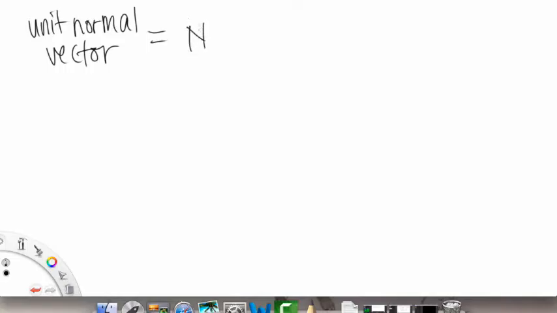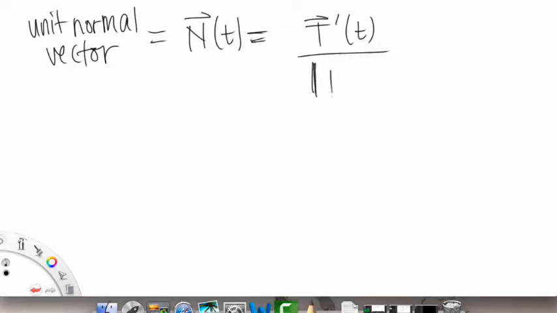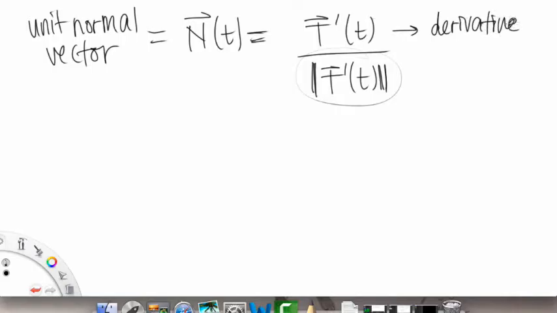Alright, so this is usually denoted with a capital N. We like capitals for emphasis, apparently. This is going to be equal to the derivative of the unit tangent vector divided by the magnitude of that derivative of the unit tangent vector. You might be asking, why are we dividing by the magnitude? Shouldn't it already be a unit vector? No, not necessarily, because we're talking about the derivative of the unit tangent vector, which might not necessarily be a unit vector itself.